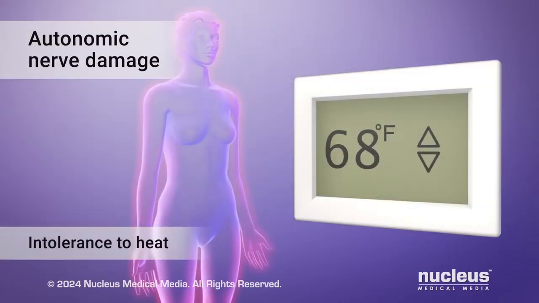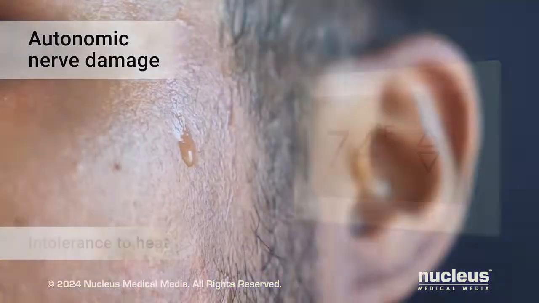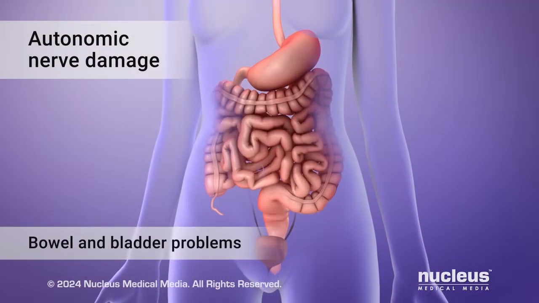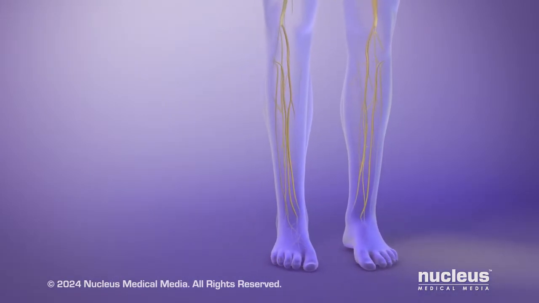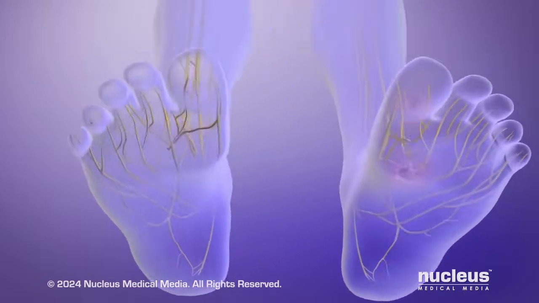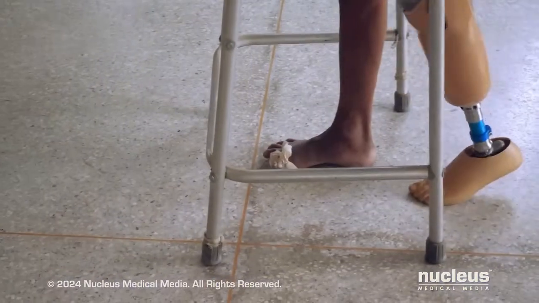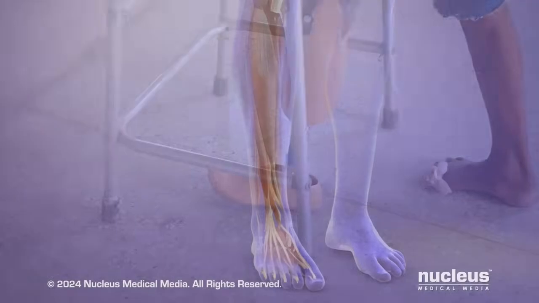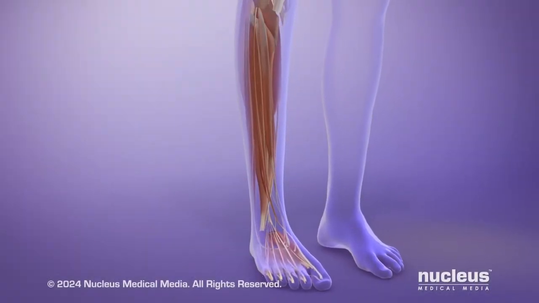Signs of autonomic nerve damage include intolerance to heat, sweating too much or too little, and bowel and bladder problems. Left untreated, peripheral neuropathy can cause a range of complications. In diabetes, poor foot circulation and numbness can lead to ulcers, infection, and amputation or surgical removal of your foot. And muscle atrophy and balance problems may increase your risk of falling and breaking a bone.